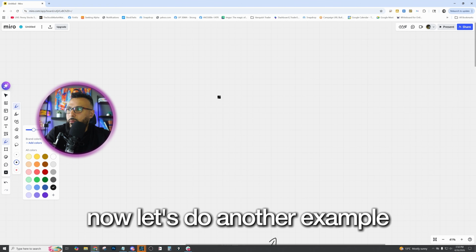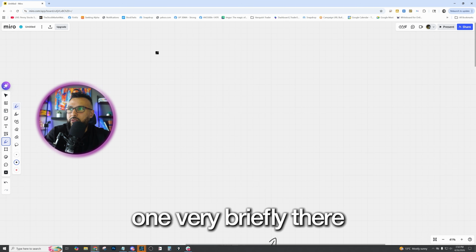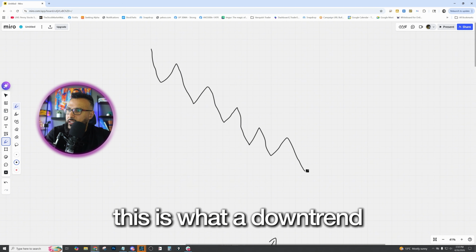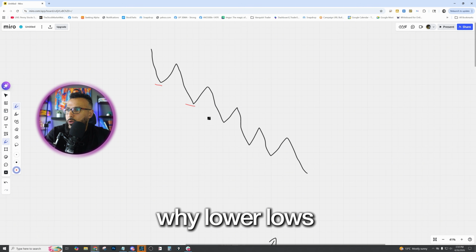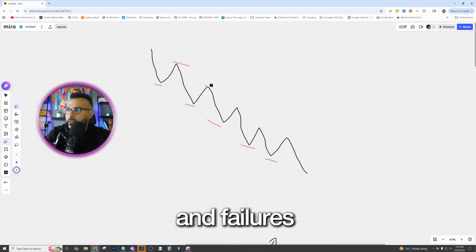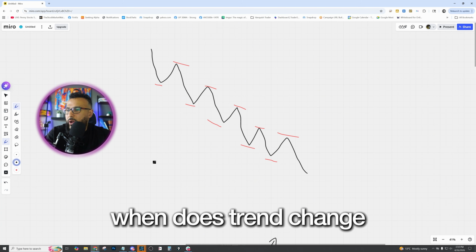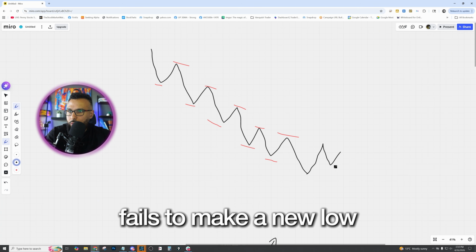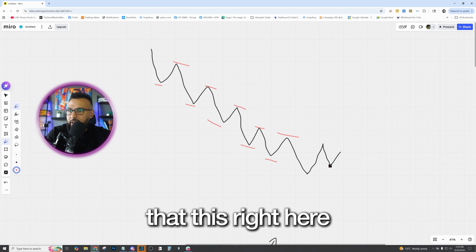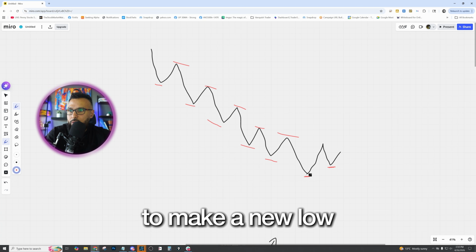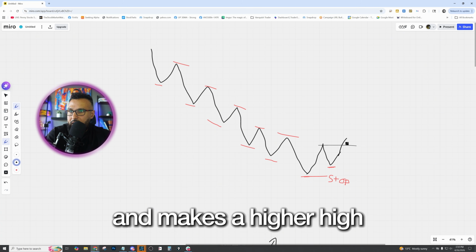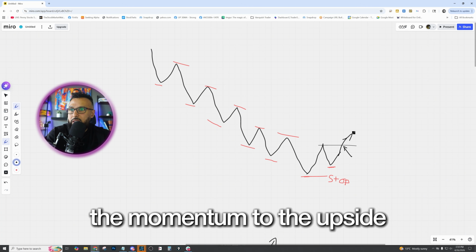Now let's do another example for a downtrend. Again, I showed you one very briefly there. However, a downtrend is consistent lower lows and failure to make higher highs. This is what a downtrend looks like. Why? Lower lows are consistently being made and failures to make a new high are continuing to be made. When does trend change? Trend changes when price pops back up, fails to make a new low right here, and this is your sign that this right here is the failure to make a new low. This is your stop, and as soon as price breaks past this area and makes a higher high, that is your entry, and you can ride the momentum to the upside.